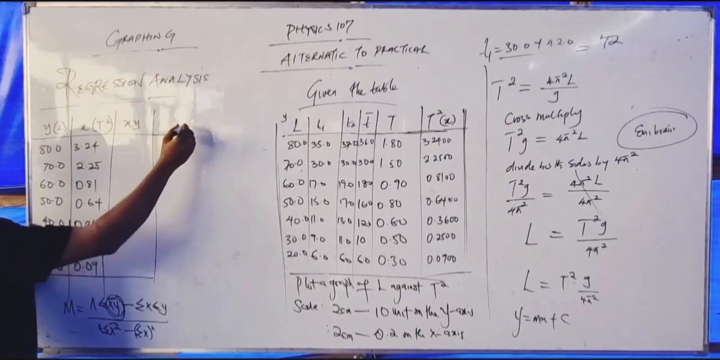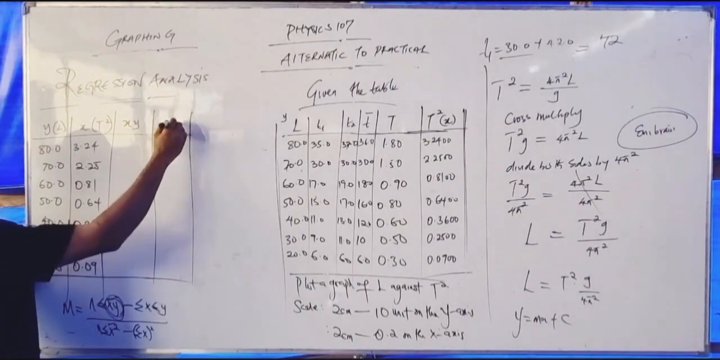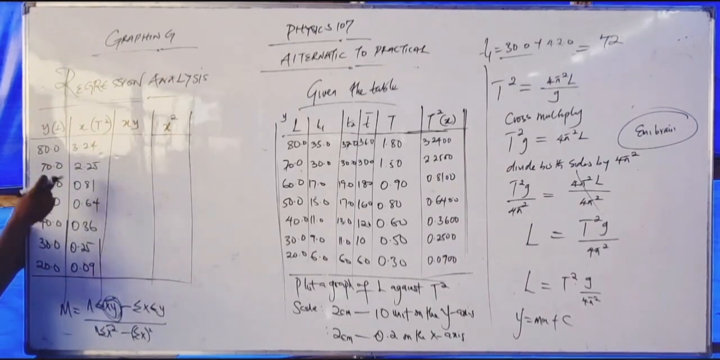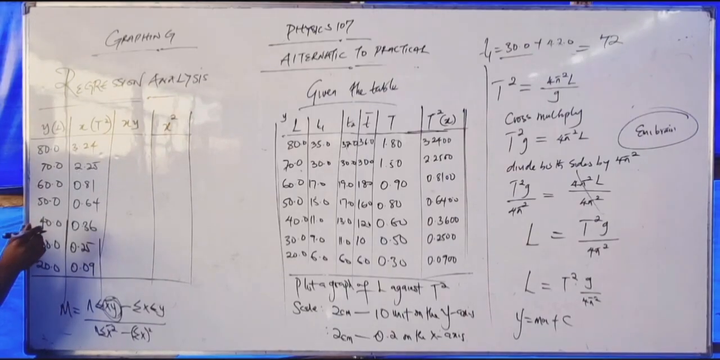Are you following? So that means I will create a column here for x squared. Now what's our xy? x times y, right? 80 times 3.24 is what? Let's be fast about this. 80 times 3.24.